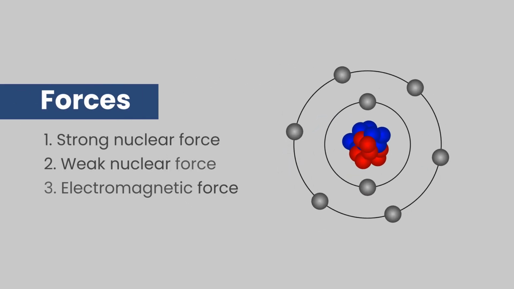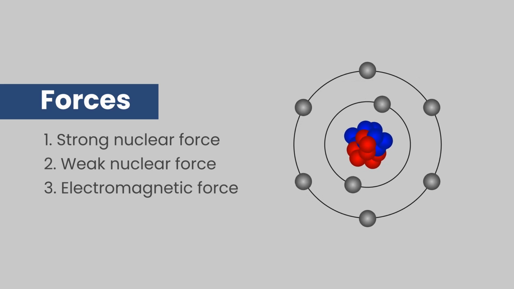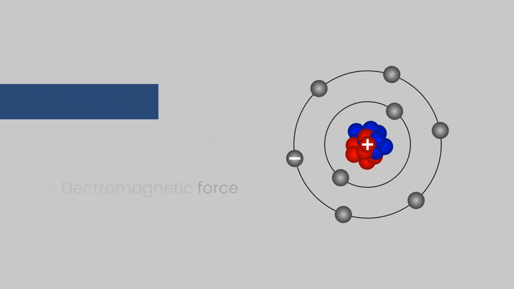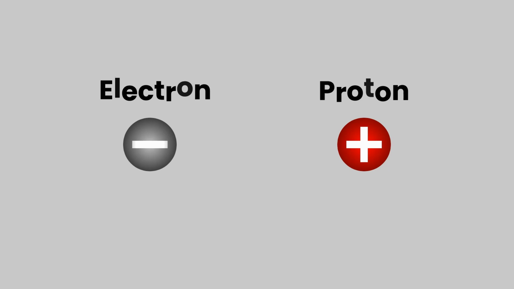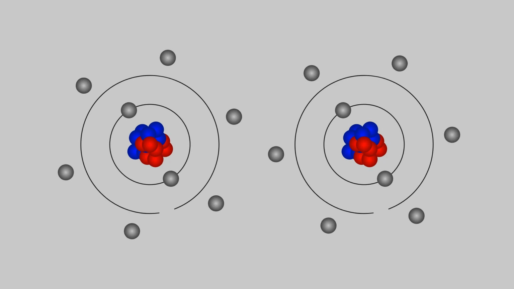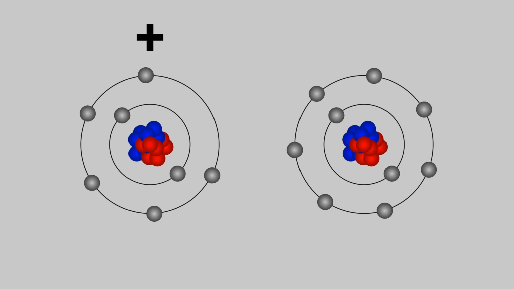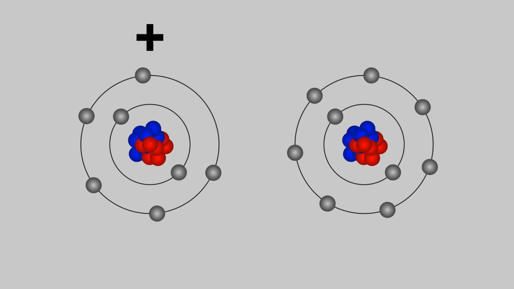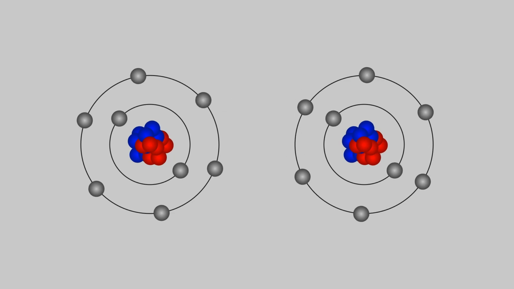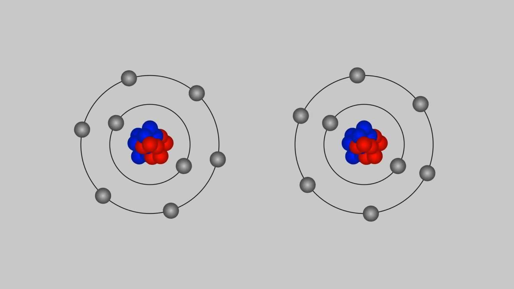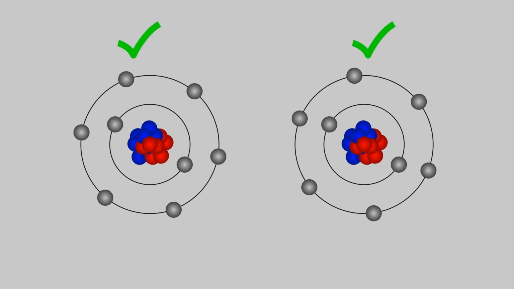The atom is held together by three forces, one of which is electromagnetic force. This is the positive charge of the protons attracting the negative charge of the electrons. If an electron moves from one atom to another, there will be an imbalance in the first atom and it will cause the first atom to be positively charged. When this happens, the atom will take an electron from another nearby atom. This reaction will continue until all the atoms have the correct amount of electrons.